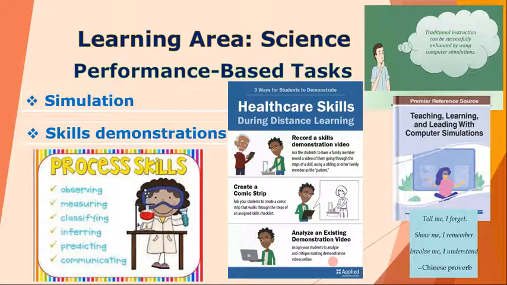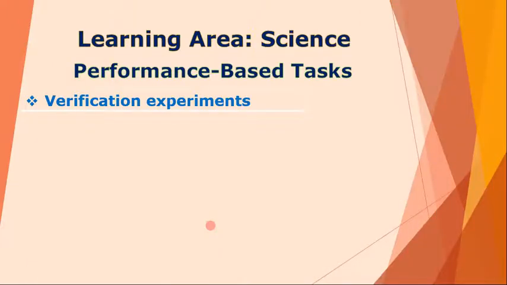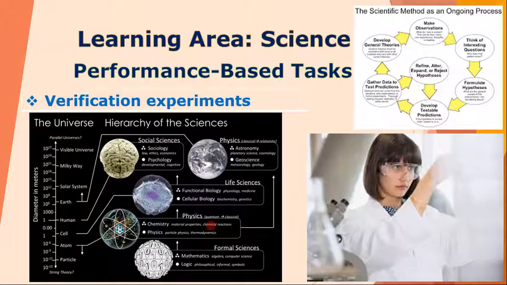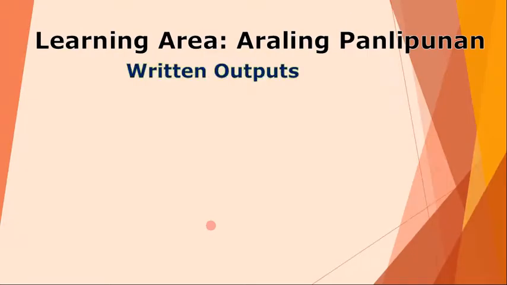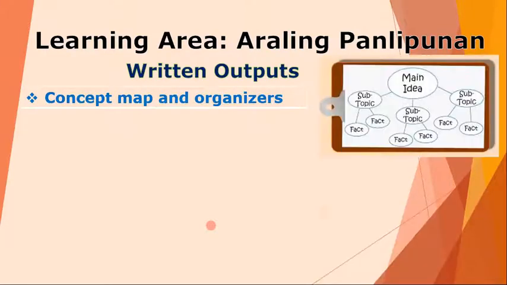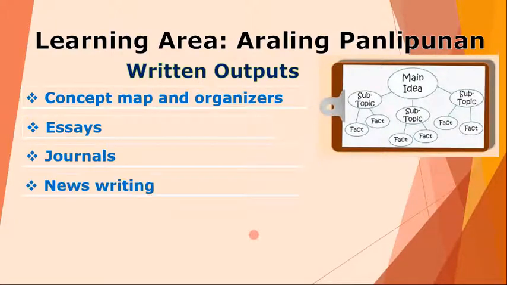Then we have process skills such as we have observing, measuring, classifying, inferring, predicting, communicating. These are the process skills. Verification experiments. The scientific method of an ongoing process and so on. Then we have written outputs. In Araling Panlipunan, we have the concept map and organizers, essays, journals, news writing, news article reviews.